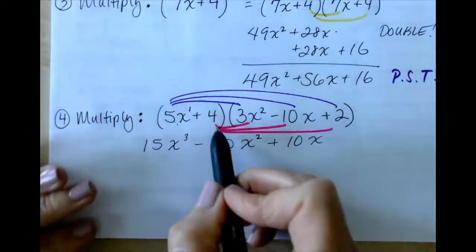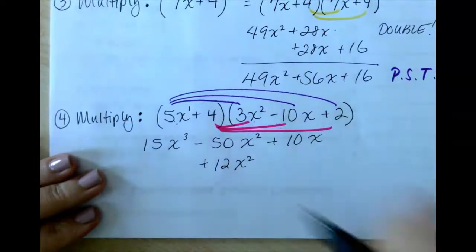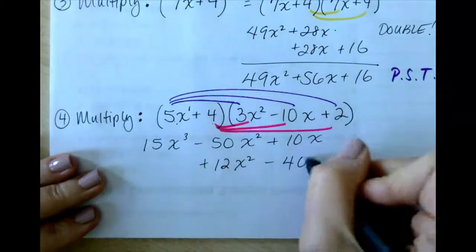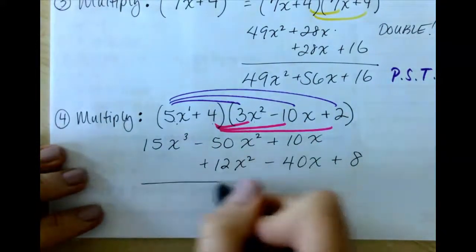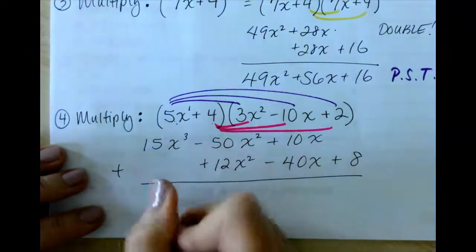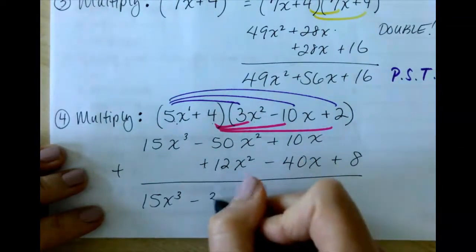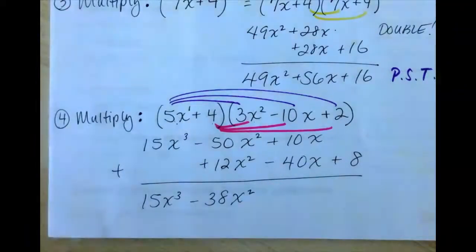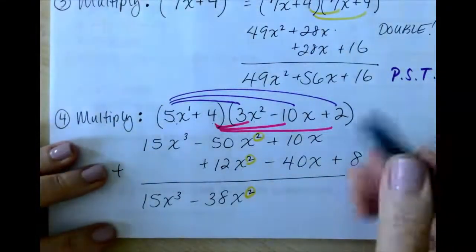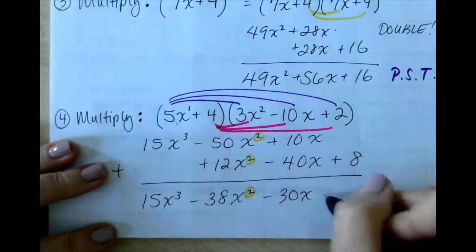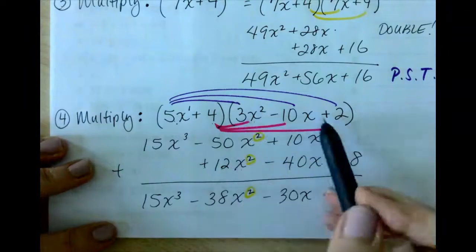And that is going to give us 4 times 3x squared is 12x squared. And yes, I am going to line up my like terms. 4 times negative 10 is negative 40x. 4 times 2 is plus 8. My like terms are lined up vertically, and I can add right down the columns. 15x cubed just comes straight down. Negative 50x squared plus 12x squared is negative 38x squared. Once again, when I add or subtract, the exponents are going to stay the same. They only change when we multiply or divide. 10x minus 40x is negative 30x, and then plus 8. That is your product of multiplying a binomial times a trinomial.